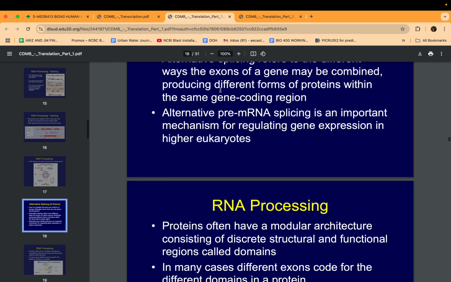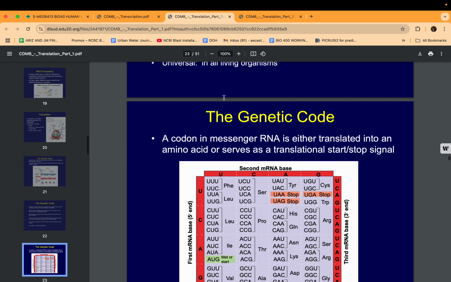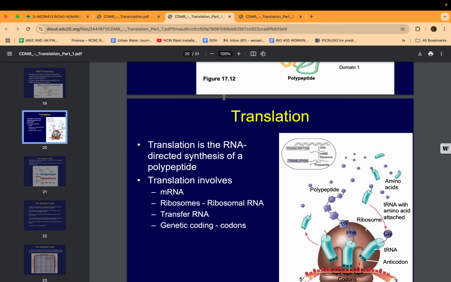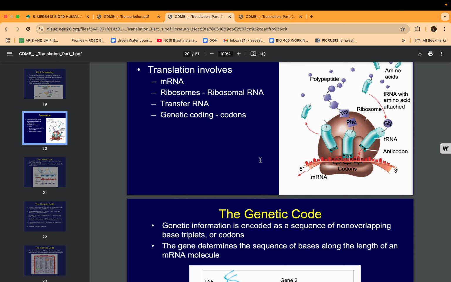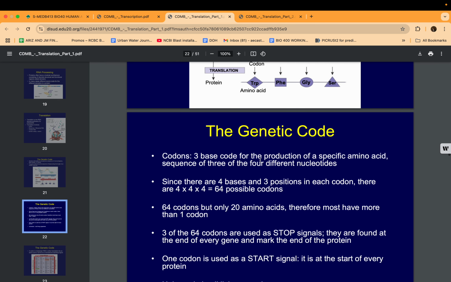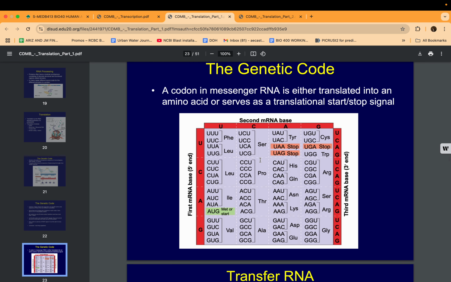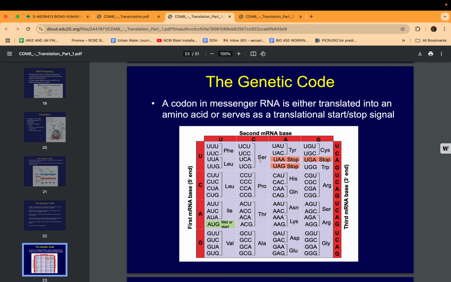Let's review translation. Translation involves the following components. We have the mRNA, the ribosomes and their associated ribosomal RNA, transfer RNAs, and the codons. Remember, we have a specific genetic code table.